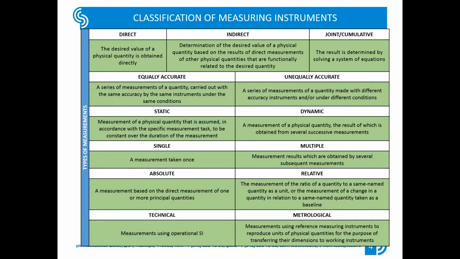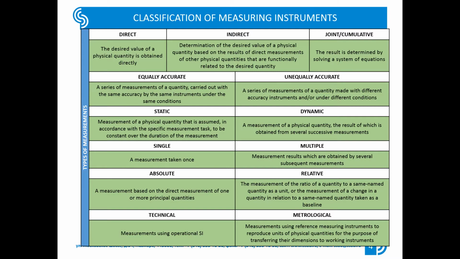Cumulative measurements are measurements of several similar quantities taken simultaneously, where the values of the quantities to be found are determined by solving a system of equations derived from the measurements of these quantities in various combinations. Equally accurate: a series of measurements of a quantity carried out with the same accuracy by the same instruments under the same conditions and with the same care. Unequally accurate: a series of measurements of a quantity made with different accuracy instruments and or under different conditions.